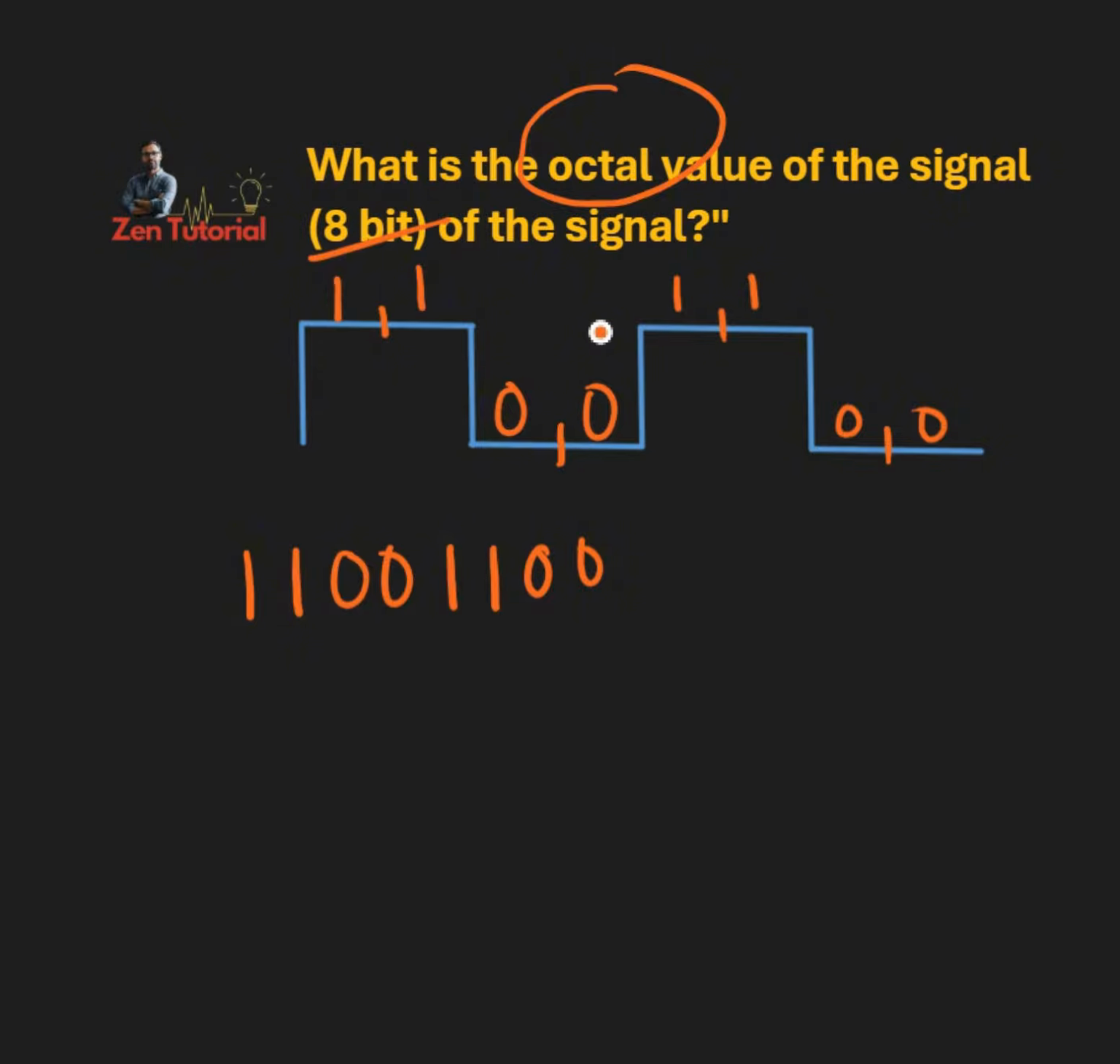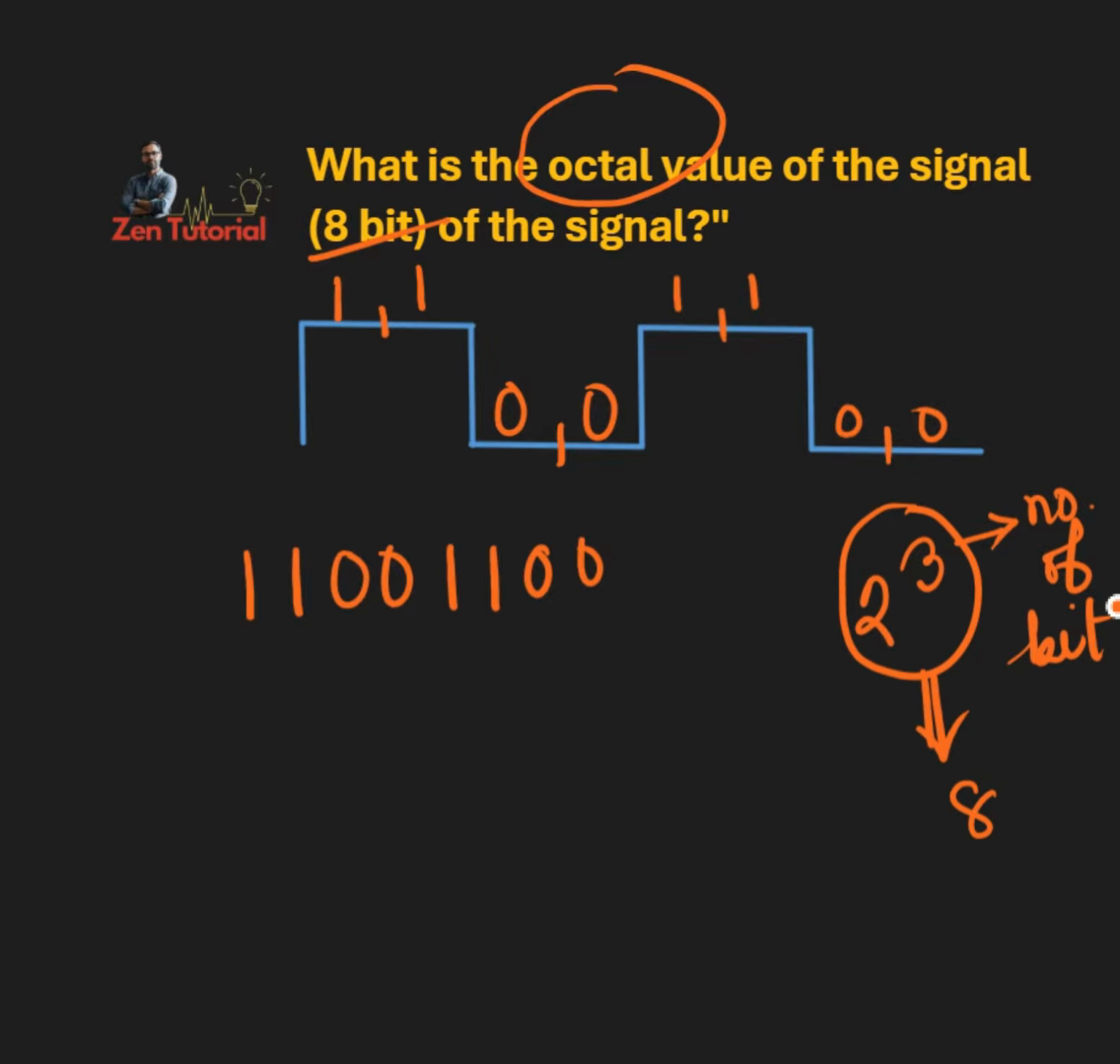So octal means 2 to the power 3. So 3 will be the number of bits, and of course 2 to the power 3 means 8, its base number. So 3 bits for the octal value.